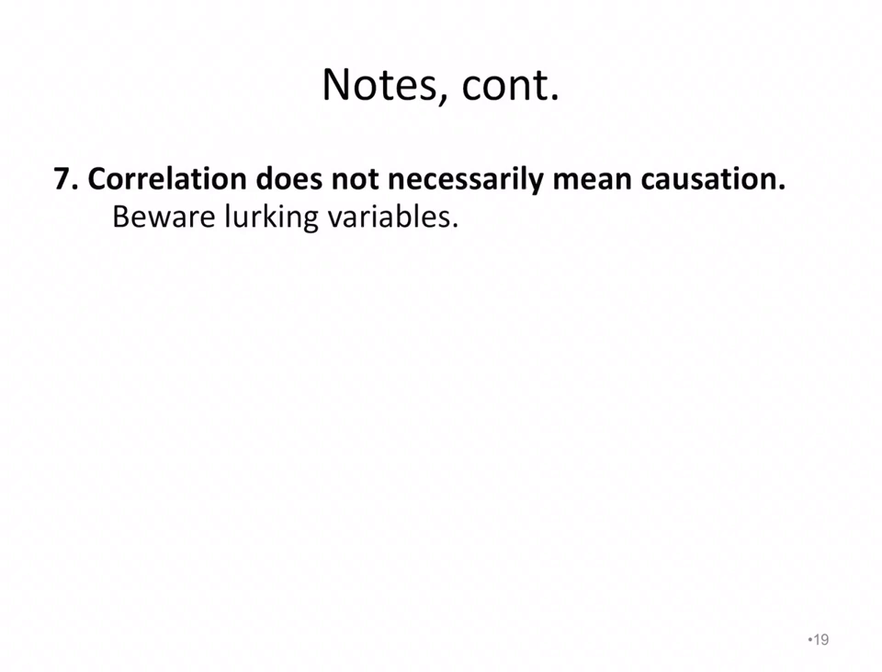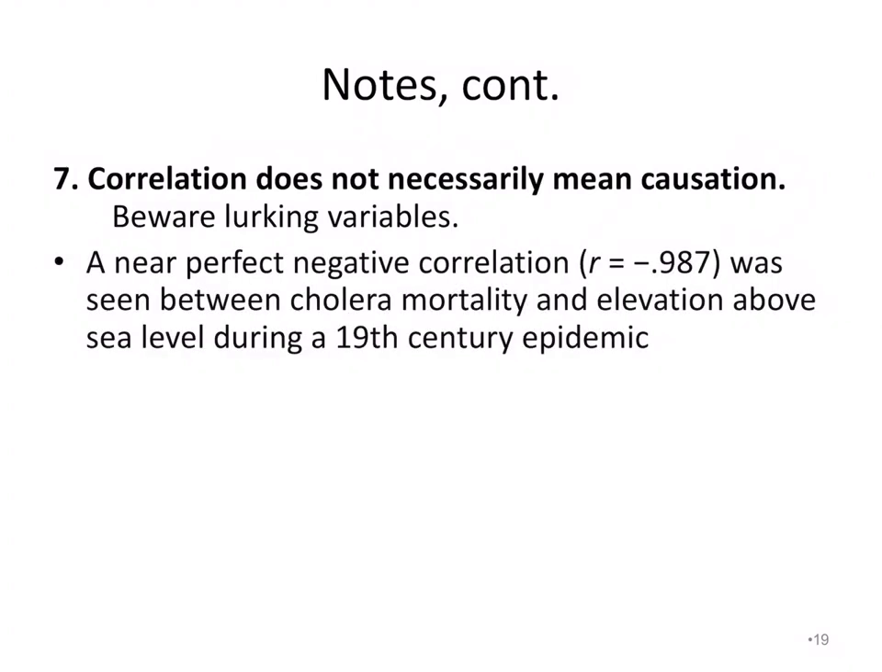Correlation does not necessarily mean causation, so beware of lurking variables. Once again, just because you have a correlation doesn't mean it's 100% always because of these two, this dependent variable and this independent variable, that this happens. It's not always true. Sometimes there could be other factors in there, so you just want to always be wary and looking around for these lurking variables.